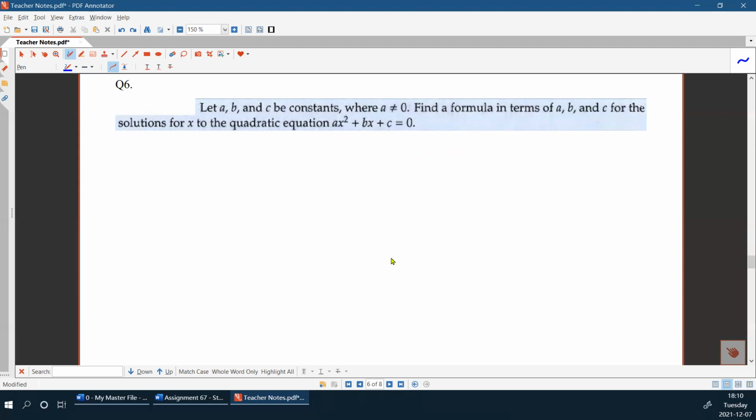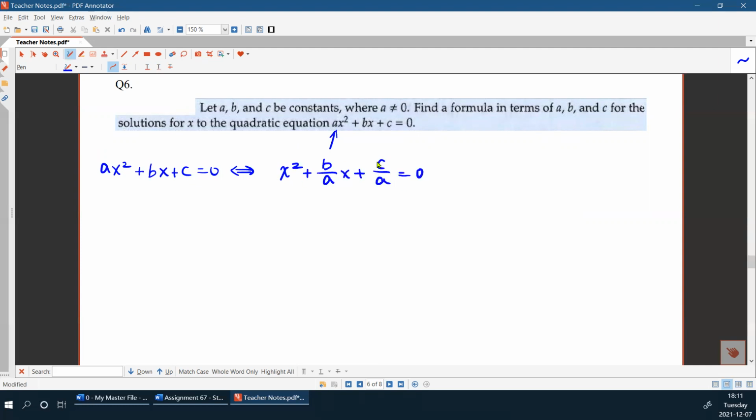Okay, so we can use the same method, which is completing the square. First of all, we can divide both sides by the leading coefficient a, because it says a is not 0. Therefore, we can use it as a denominator. The original equation is ax squared plus bx plus c equals 0, and this is equivalent to x squared plus b over a x plus c over a equals 0, right?